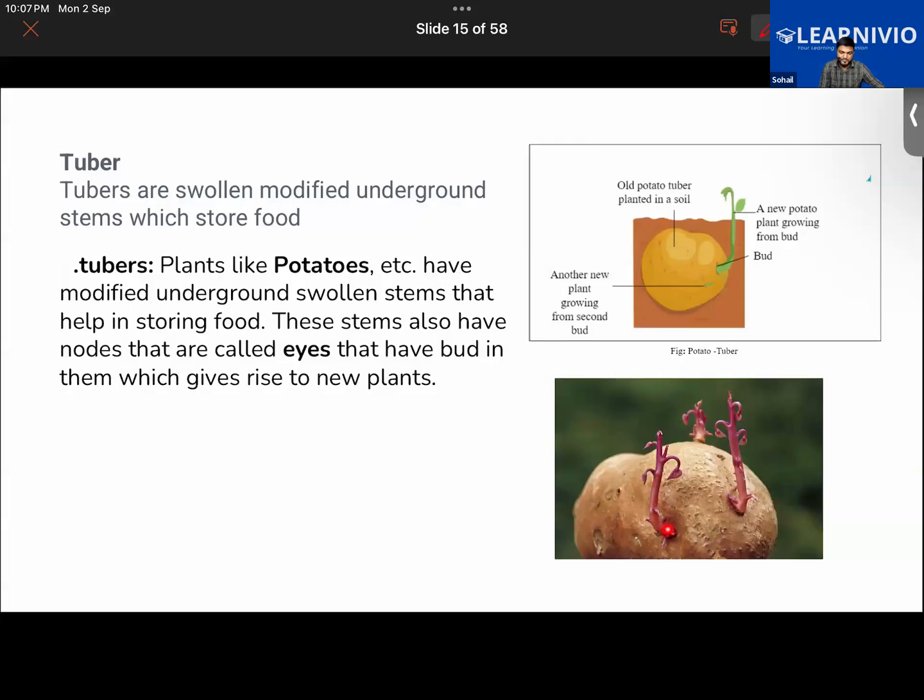See, the shoot system has developed. A new potato plant has started to form from here. So here, look at this image as well. This is an old potato tuber which is planted in the soil. From this bud, a new potato plant is growing. A new potato has grown over here. There's one more potato plant growing from this bud.